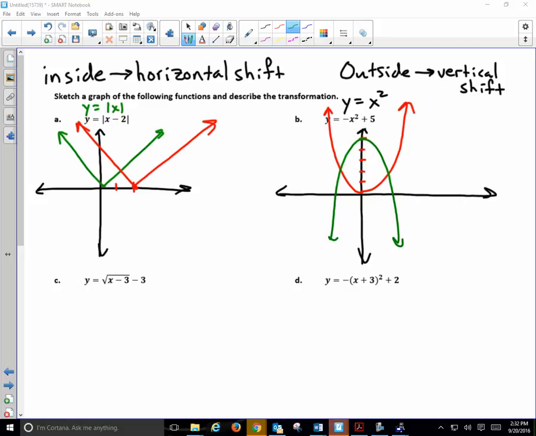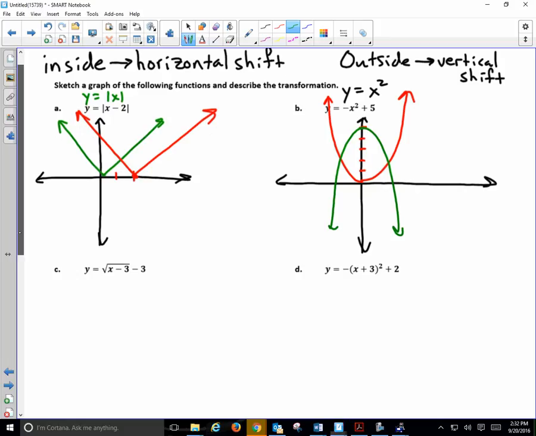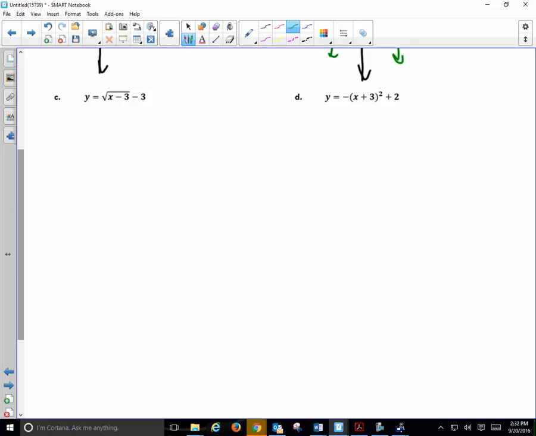So these two examples will serve as a basis for our next two to try to tie our learning together. Notice it was a minus 2 on the inside. It shifts it 2 to the right, opposite of what you think. When it's on the outside, it does exactly what you think. It moves it up 5. So if it's on the inside, you have to think backwards. On the outside, you do exactly what you're supposed to. So let's apply that to these next two.